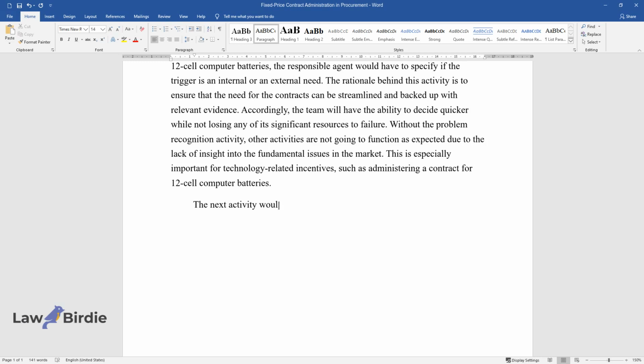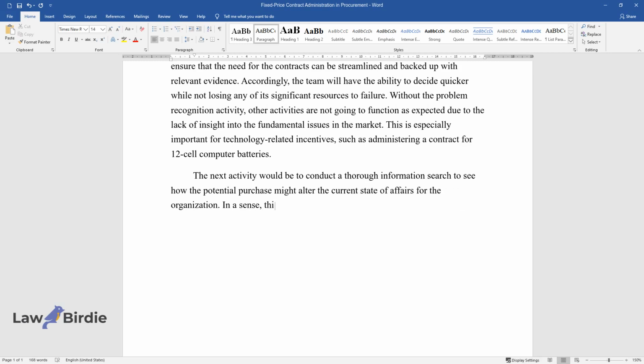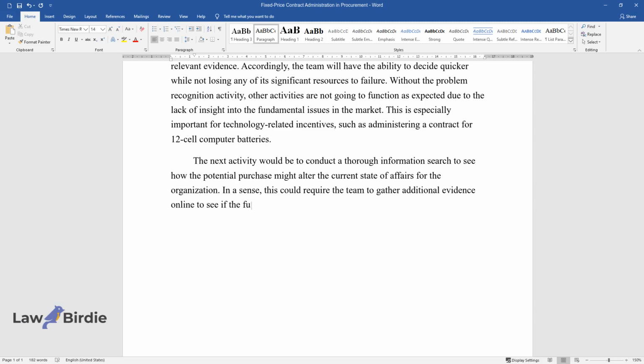This is especially important for technology-related incentives, such as administering a contract for 12-cell computer batteries. The next activity would be to conduct a thorough information search to see how the potential purchase might alter the current state of affairs for the organization. In a sense, this could require the team to gather additional evidence online to see if the future contract is going to benefit the organization.